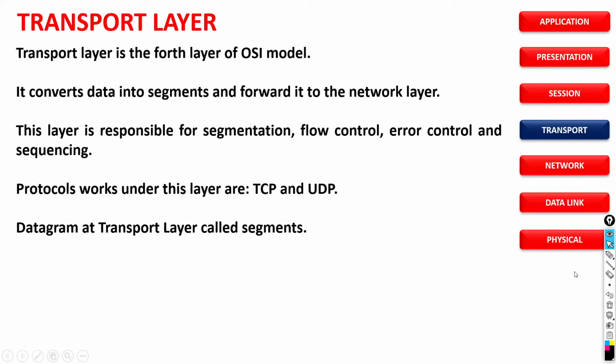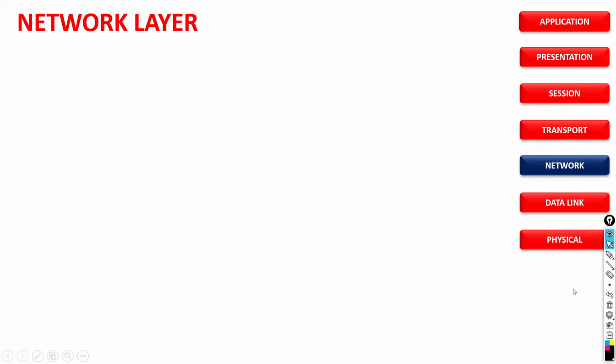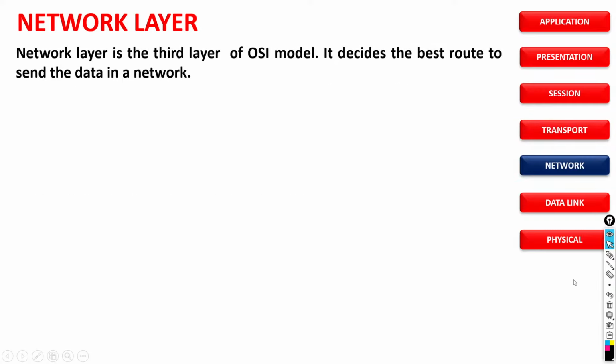Next is datagram at transport layer. If somebody asks what we call data in the transport layer, we call data in the transport layer segments. Now let's discuss the network layer. The network layer is the third layer of the OSI model. It decides the best route to send the data in a network.